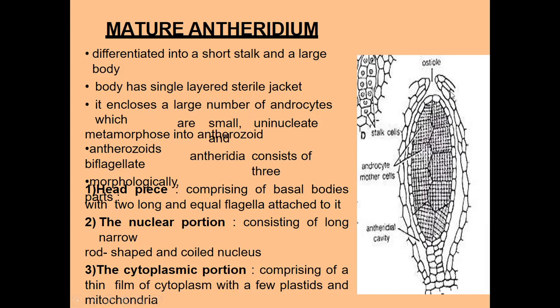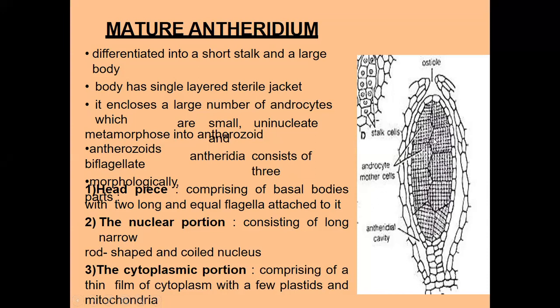It is not continuous here. We can see a small opening here of this antheridial chamber. We call this the ostiole. Now, internal to the antheridia, you can see the presence of the androcyte mother cells. So all these are the cells that we call androcyte mother cells.